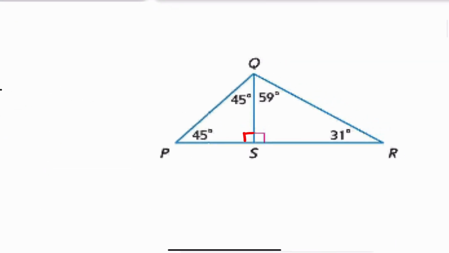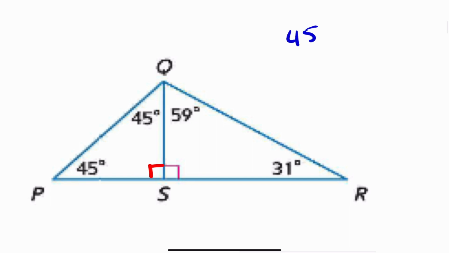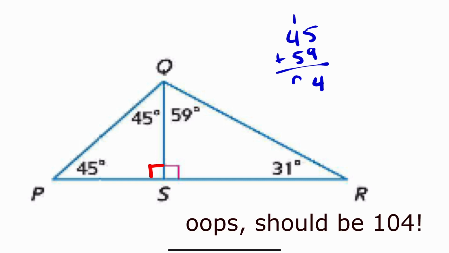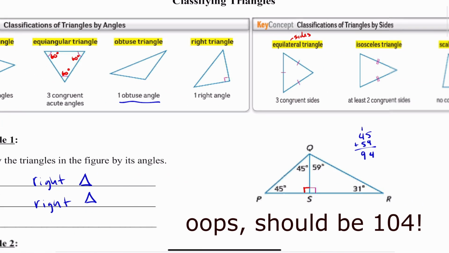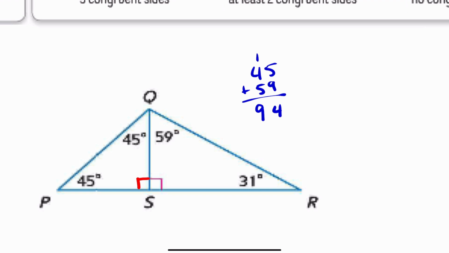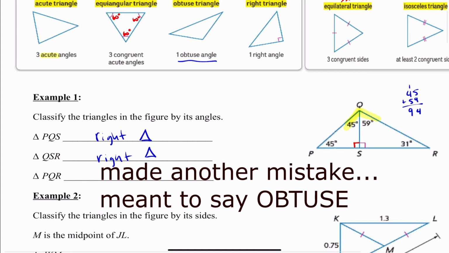Okay, well, I just want to go ahead and look at this particular angle. 45 plus 59, that is 14, carry the 1, 5 plus 9, that's 94. And look at that. Remember, that's an obtuse angle. Why is it an obtuse angle? Well, because this angle here is greater than 90 degrees, but less than 180. So just based on this particular angle, this triangle has to be acute. So this is an acute triangle. Acute triangle.